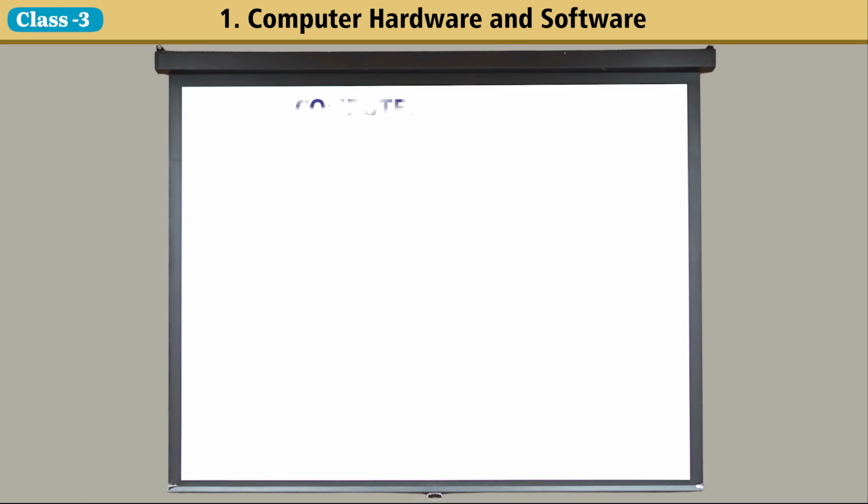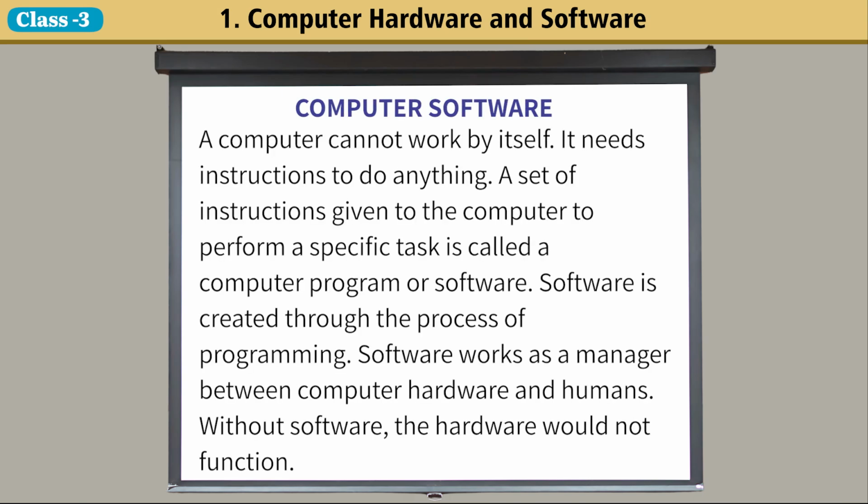Output. Computer software. A computer cannot work by itself. It needs instructions to do anything. A set of instructions given to the computer to perform a specific task is called a computer program or software. Software is created through the process of programming. Software works as a manager between computer hardware and humans. Without software, the hardware would not function.